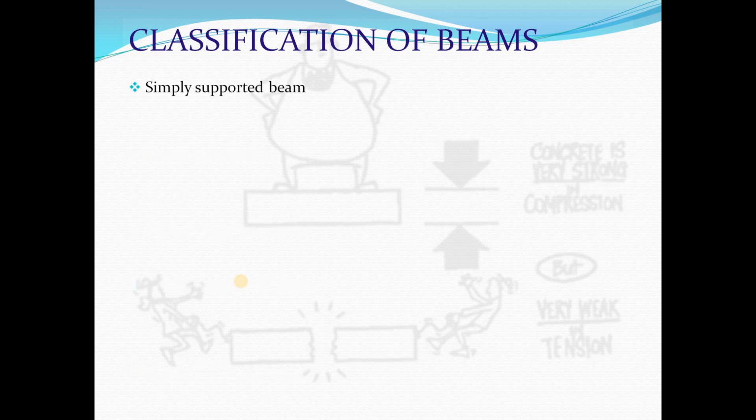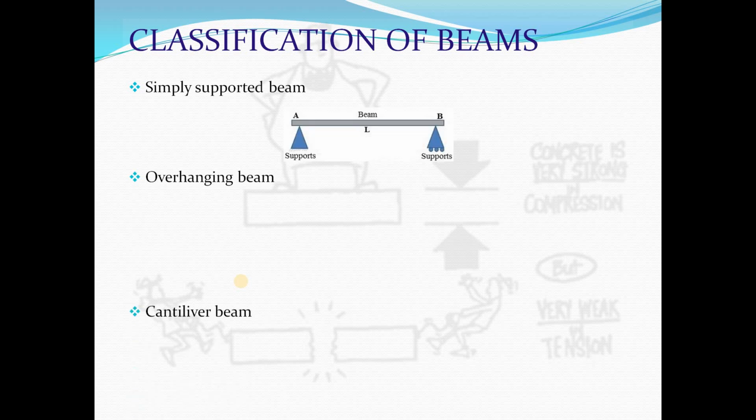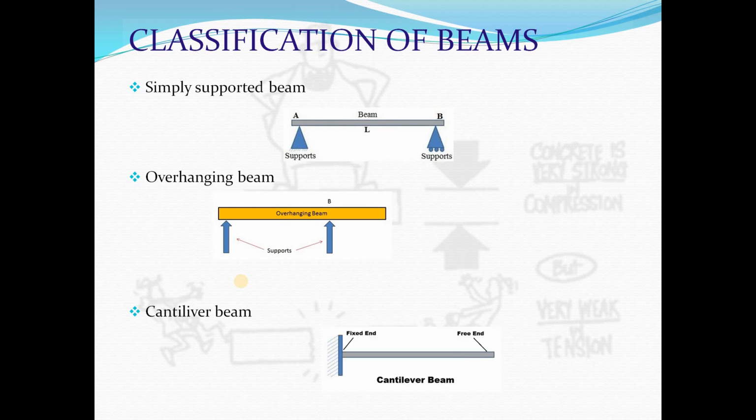Classification of beams. There are different kinds of beams: simply supported beams, overhanging beams, and cantilever beams. Simply supported beams are beams that are supported by simple supports like hinge support or roller support on both ends of the beam. Overhanging beams are beams where one support is at one end of the beam and the other one is anywhere in the body but not at the other end. These kinds of beams are called overhanging beams. A cantilever beam is a beam which has a fixed end and a free end.